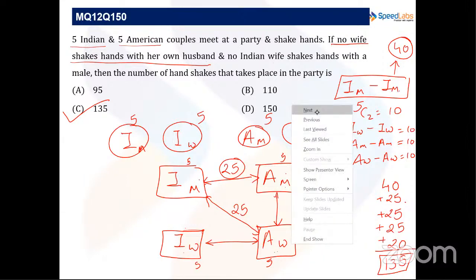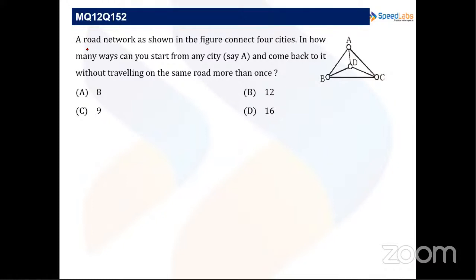Moving to the next question. A road network as shown in the figure connects four cities. In how many ways can you start from any city, let's say A, and come back to it without traveling on the same road more than once? So you don't have to repeat the road. In how many ways can we do it?